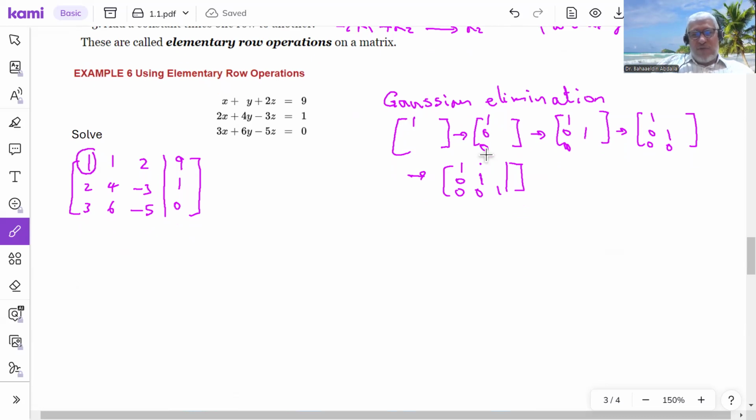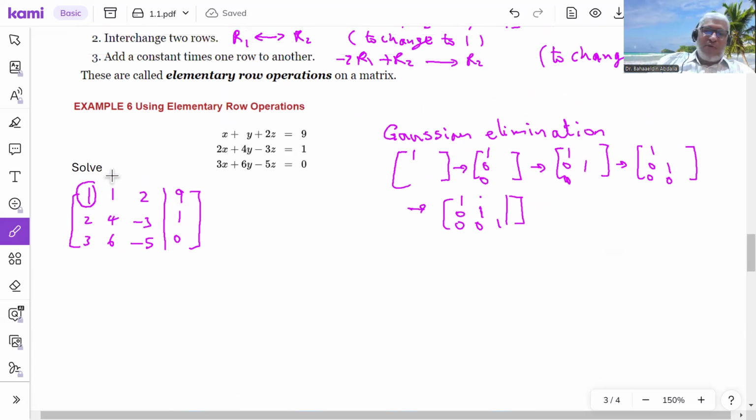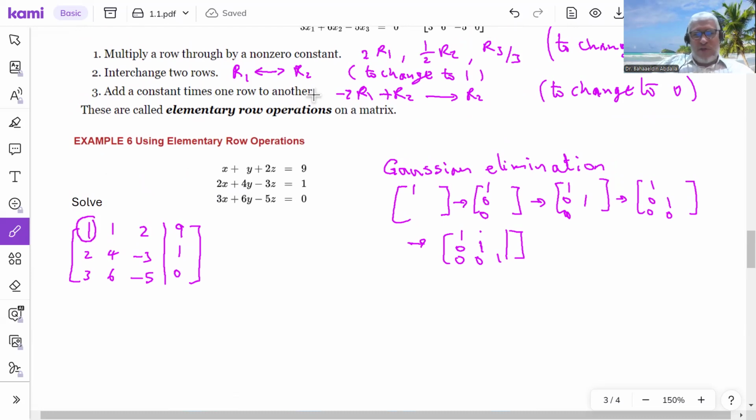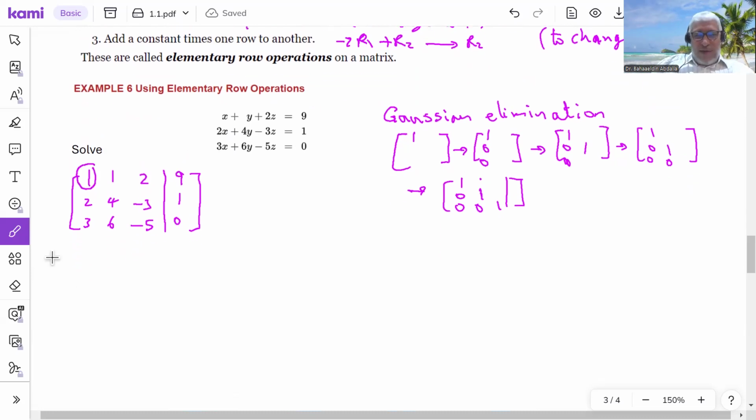So the next step is to make these numbers zeros. How? I use the third row operation. So if I multiply the first row by -2, so -2R1, and add that to row 2, I'll get 0 here. And I will replace R2 by this transformation or operation. And the 3, I can make it 0 also using this one by multiplying the 1 in row 1 by -3 and add it to row 3.